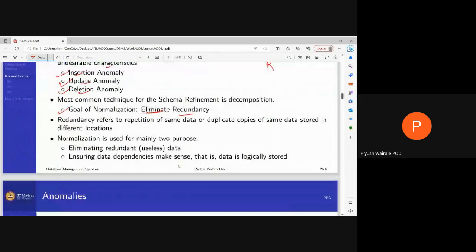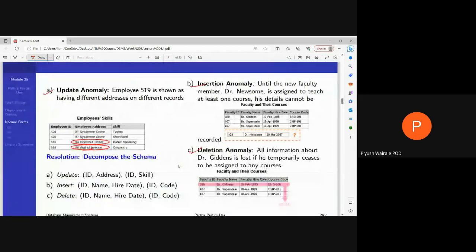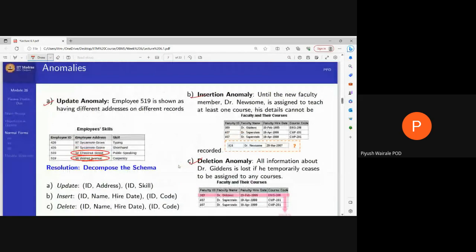Now here you can see the different anomalies: update anomaly, insertion anomaly, deletion anomaly. In this example, employee 519 has two different addresses. If I want to update the address of this employee, the other address may not get changed. So updating will lead to anomaly and inconsistency in the database. So for that we need to go for normalization.